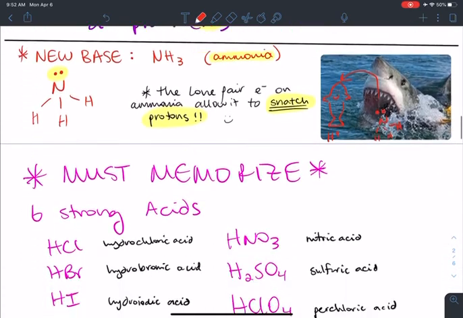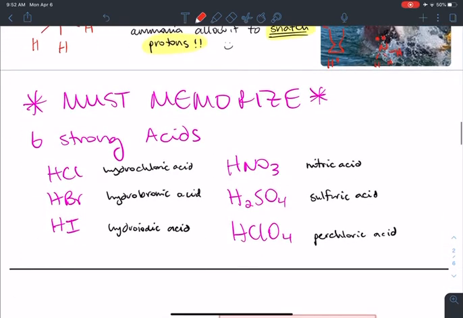Okay, so now here are some things that you must memorize. This is really important stuff. And it's not too bad. There are only technically 6 strong acids. They are the only 6 acids that we're going to talk about that you can actually say they're strong. None of the other acids are considered strong. And we'll talk about what that strong means later on.